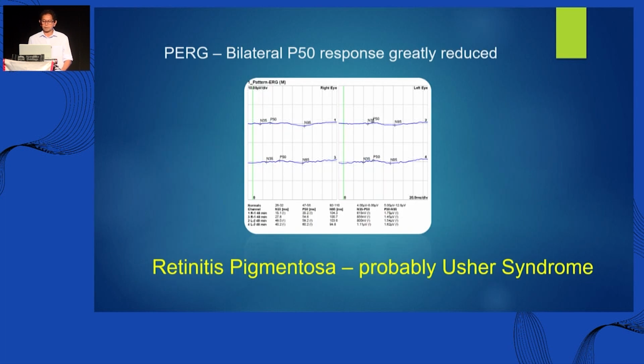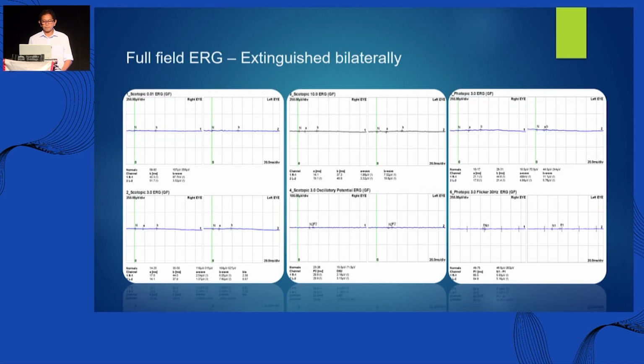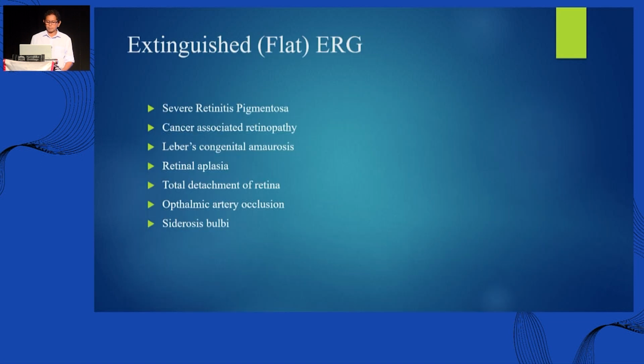P50 was abnormal, most probably Usher's syndrome with the hearing defect, and the full field ERG shows an extinguished response, bilaterally. You can see the flat tracings, both the photopic and the scotopic virtually flat. So this is retinitis pigmentosa.